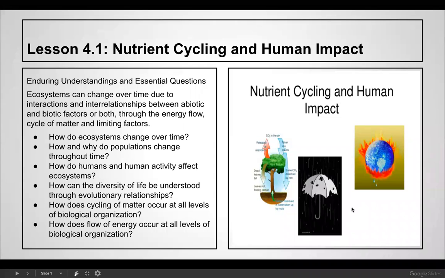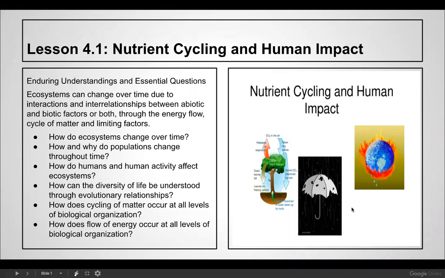Okay, lesson 1.1 continued. Nutrient cycling and human impact. This was a part of a different lesson at one point, but it is lesson 1.1, nutrient cycling and human impact, Biology B. All right, so these are some of the things you'll learn in this particular lesson.